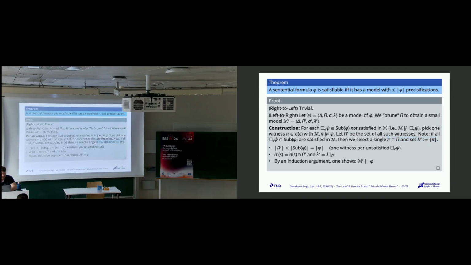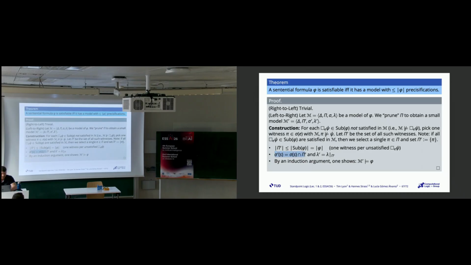Now it's not hard to see that based on the definition of big pi prime, that it's bounded by the number of subformulae in phi, because we choose a precisification for each falsified box, and the number of subformulae of phi is equal to the length of phi. Okay? This is just a fact of logic. The number of subformulae is always equal to the length of a formula.